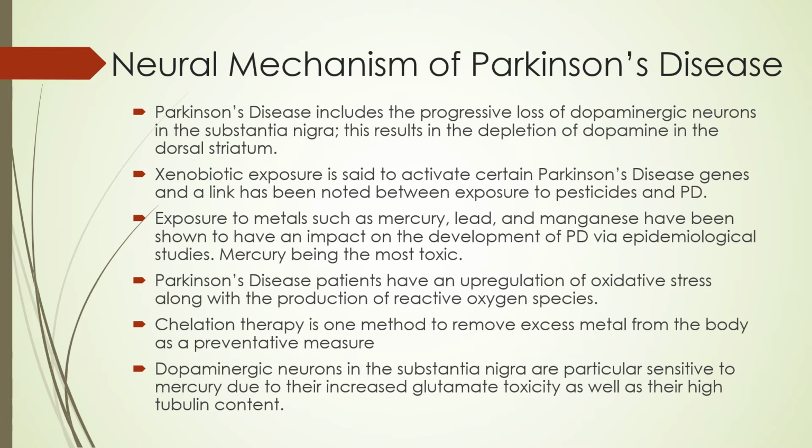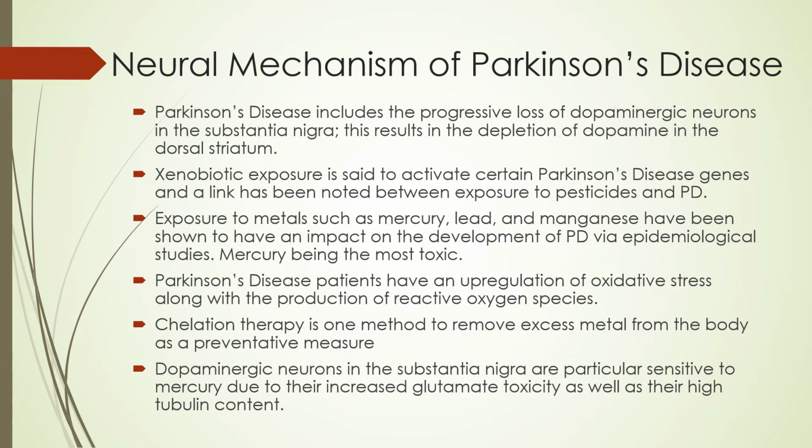Xenobiotic exposure is said to activate certain Parkinson's disease genes, and a link has been noted between exposure to pesticides and Parkinson's disease, which was further mentioned when we talked about how industrialized countries are more at risk because of their use of toxins. Exposure to metals such as mercury, lead, and manganese have been shown to have an impact on the development of Parkinson's disease via epidemiological studies. Rating these metals, mercury has been shown to be the most toxic. Parkinson's disease patients have an upregulation of oxidative stress, along with the production of reactive oxygen species.